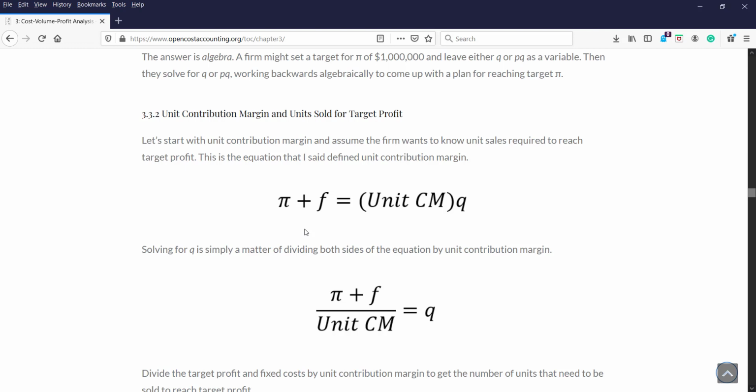Again, my initial comfort level in each of these problems when I was a student was to go with unit CM, and ultimately what we're trying to do is solve for Q. We're trying to figure out what the optimal volume of units is in this version, units sold at a target profit. We also have fixed costs that our firm has decided upon, and a unit CM, which is determined by how many variable costs we incur per unit sold.